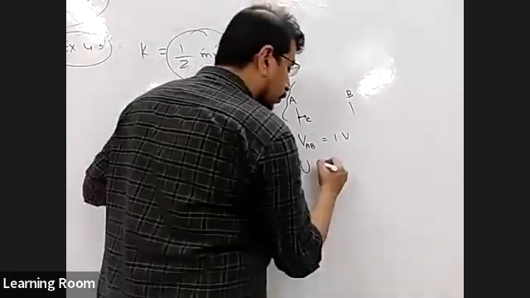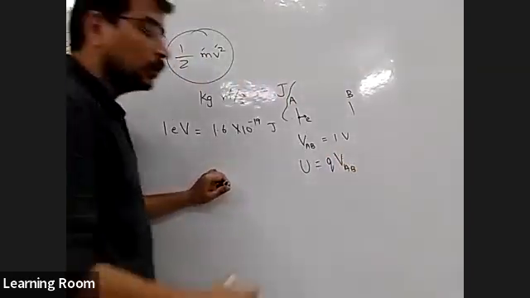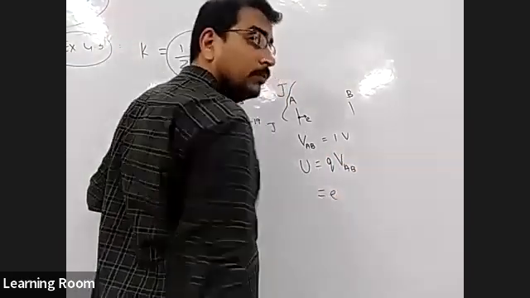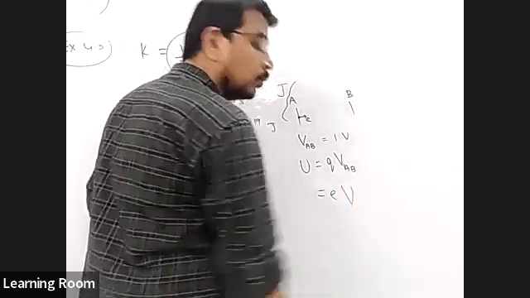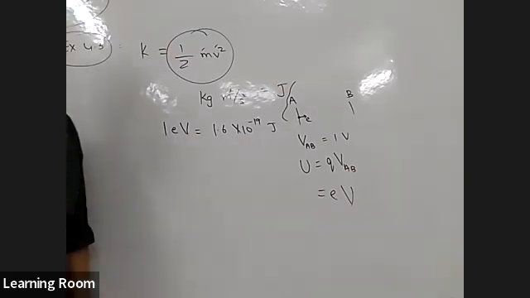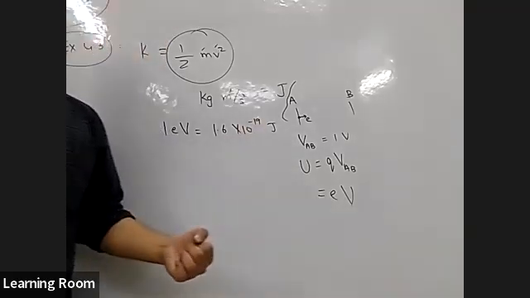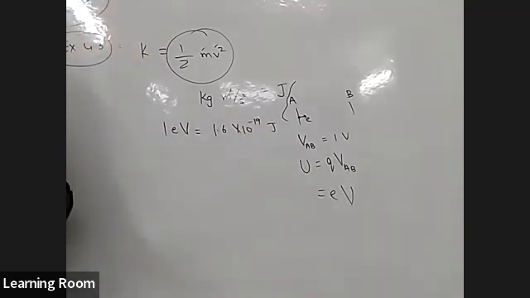Work done is equal to Q into VAB. You remember this? So Q is how much? It is the charge of an electron, and VAB you call it as 1 volt. So 1 electron volt is this much value, 1.6 into 10 power minus 19. So if somebody asks you to define it, you would say it is the amount of work done to move an electron across a potential difference of 1 volt.